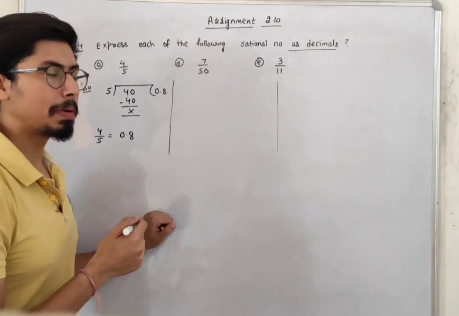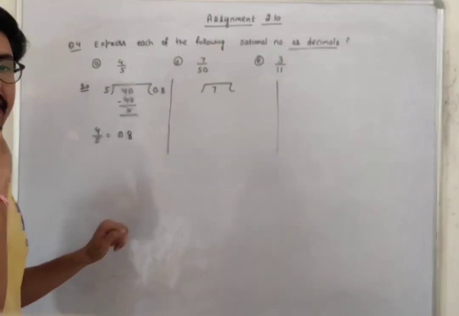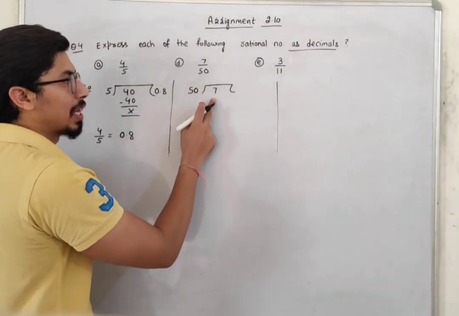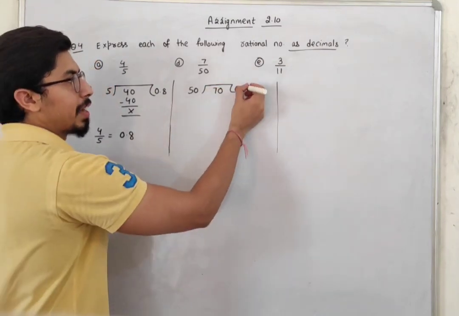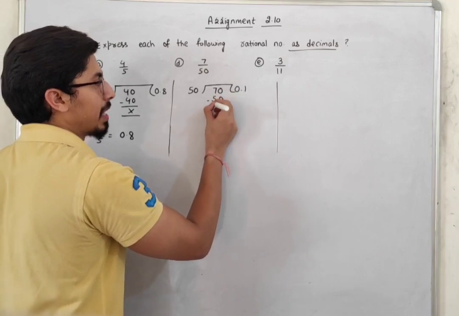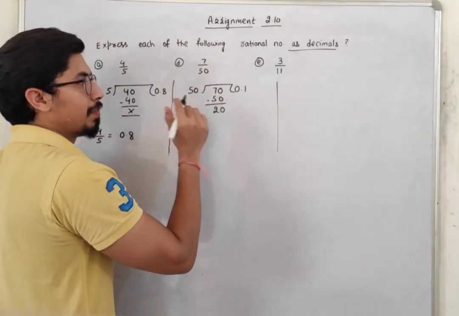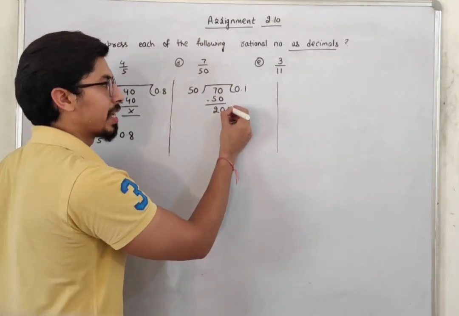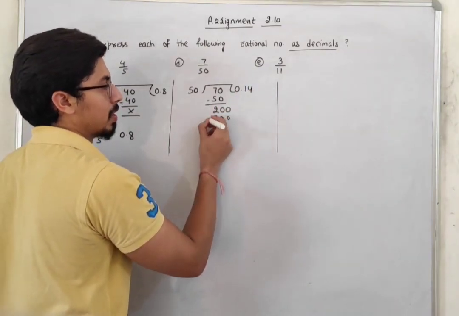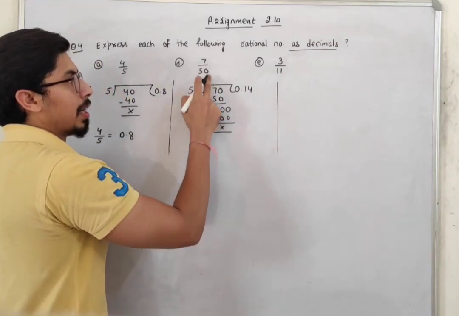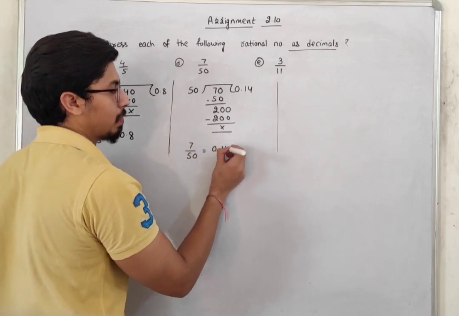Now if I divide 7 by 50, 7 is less than 50. So put 7 here and 50 here. Now 7 is less than 50, so put the decimal, and it will be 70. We take 1 here, so 70 minus 50 is 20. Now 20 is less than 50, as we have put the decimal here, so we can write 0 as well. So 50 into 4 will be 200. So 7 by 50 will be 0.14.